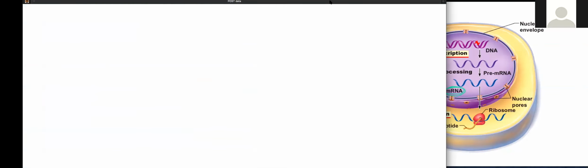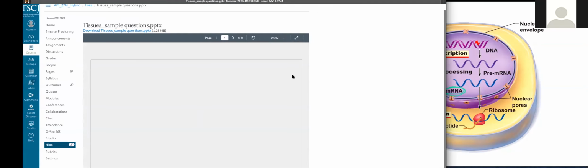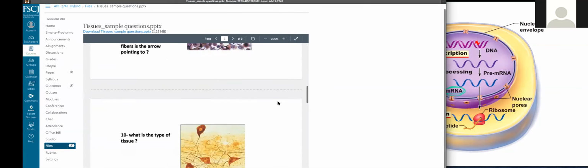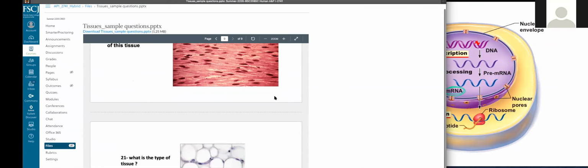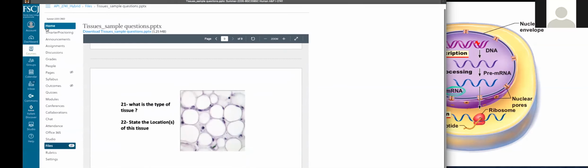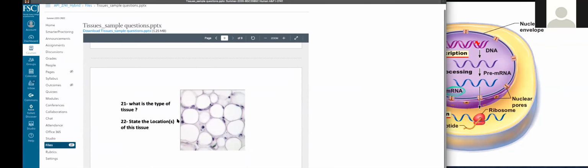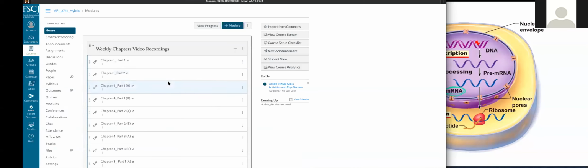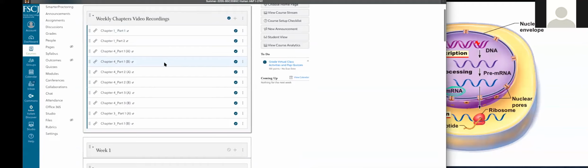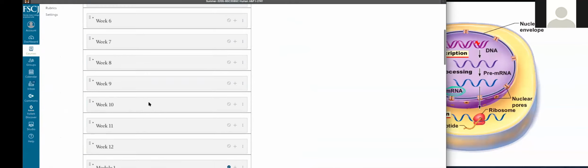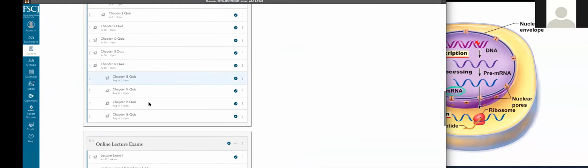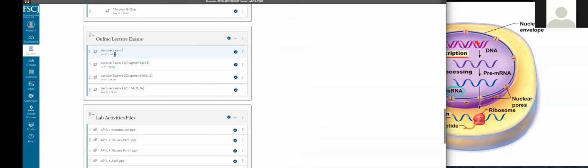Those are just simple questions for you to get an idea about what you're going to be tested on in this part. Chapter 2 is only going to be tested as part of the lecture exam. It's not going to be in the lab exam. So for chapter 2, I will be posting a video from another professor that covers chapter 2.